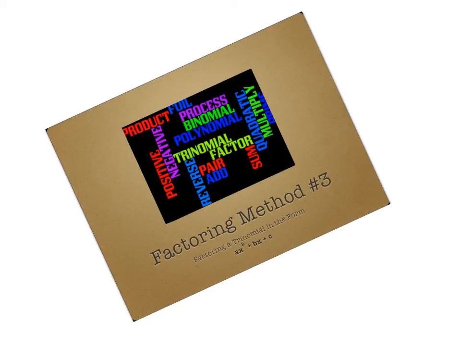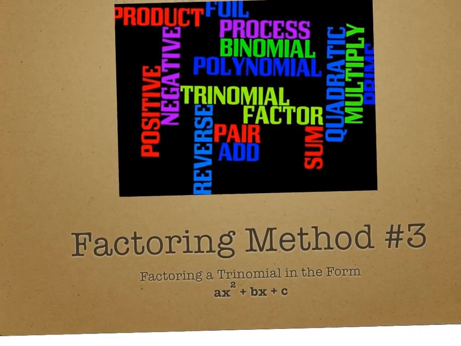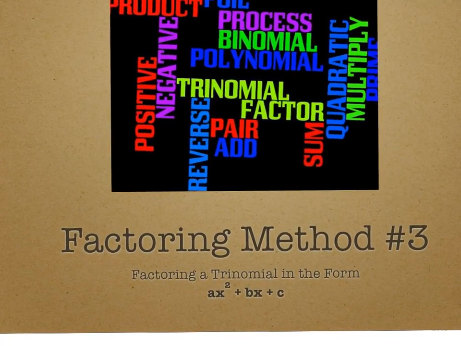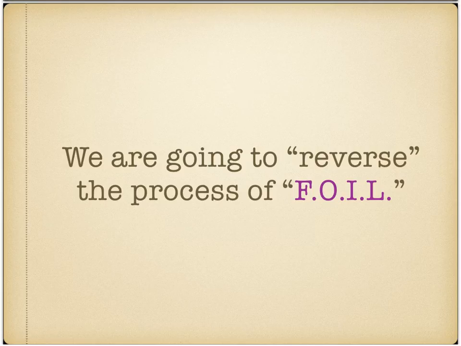Let's move on to our third method of factoring. This method will allow us to factor polynomials that are in the form of ax squared plus bx plus c. When using this method, we are essentially going to reverse the process of FOIL, which you may recall is a method of multiplying using the first, outer, inner, and last method.